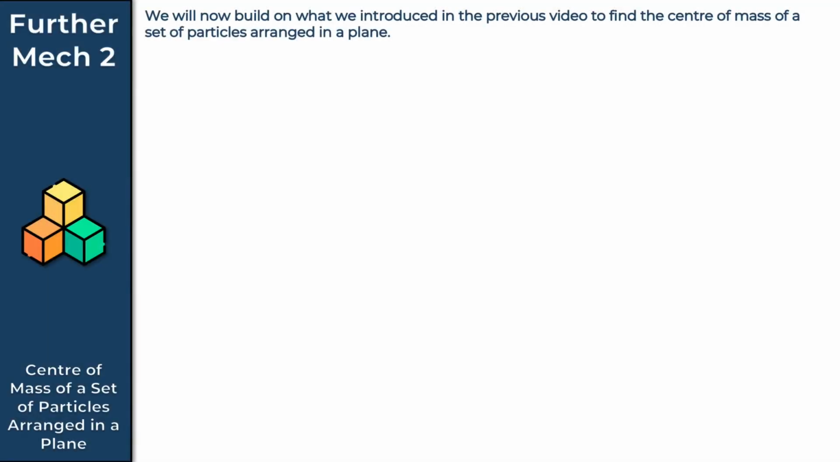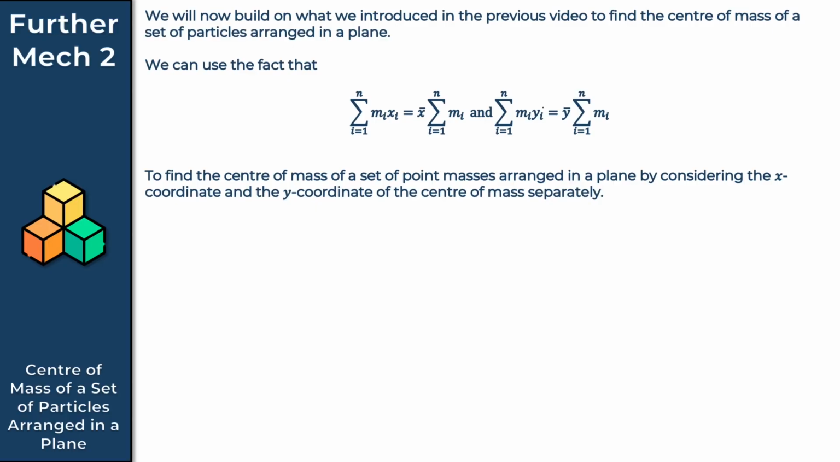In this video, we're going to take a look at the center of mass of a set of particles arranged in a plane. What we're now going to do is build on what we introduced in the previous video to find the center of mass of a set of particles that are now arranged in a plane. To do this, we're going to use these two relationships, or these two results.